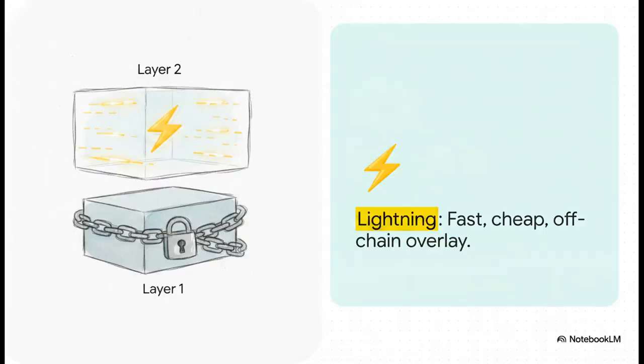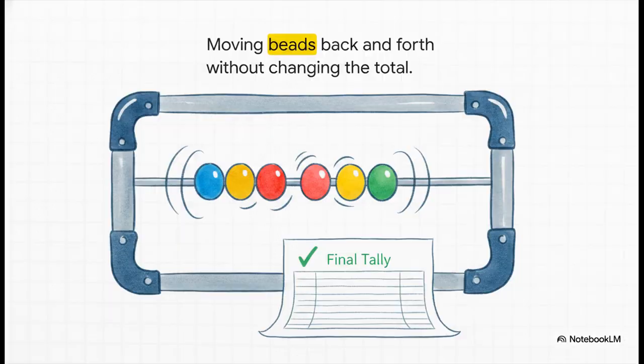So, the crucial point is really understanding the difference between Layer 1 and Layer 2. The Bitcoin mainnet, that's Layer 1, acts as the ultimate, highly secure, highly decentralized settlement layer. It is intentionally slow and robust. But on top of it sits the Lightning Network, which is a Layer 2 overlay. The Lightning Network allows for incredibly fast, practically free microtransactions that don't need to be immediately recorded on that slow base layer. Think of the Lightning Network like a giant digital abacus.